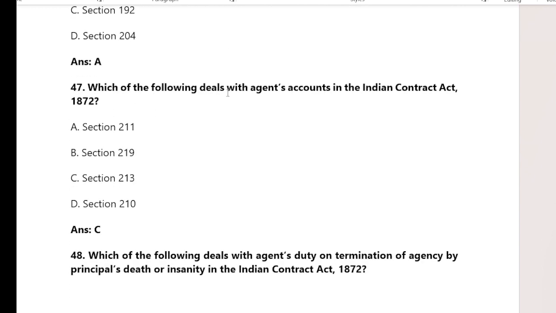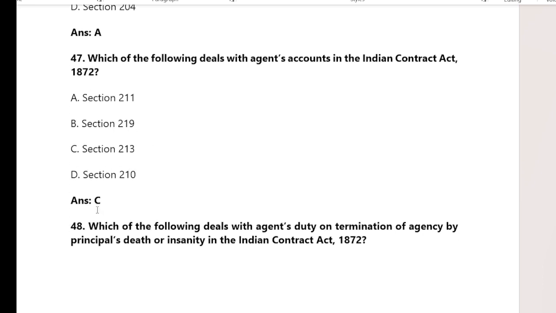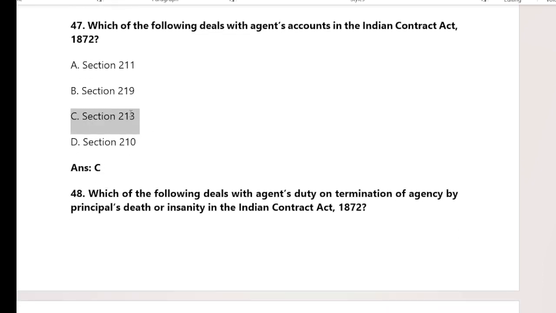Which of the following deals with the agent's accounts in the Indian Contract Act 1872? Section 211, Section 219, Section 213, Section 210? And the right answer is option C, Section 213.